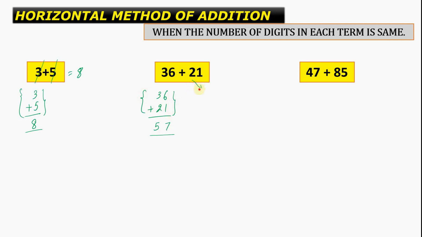So what we can do is add 3 plus 2, that is the tens place digit, and 6 plus 1, that is the units place digit. So 3 plus 2 is 5 oblique 6 plus 1 is 7. So 5 oblique 7, answer is 57.